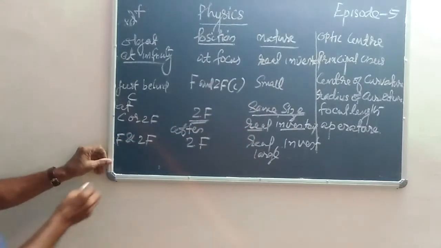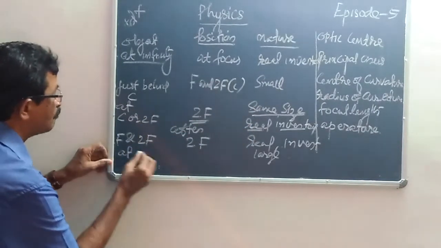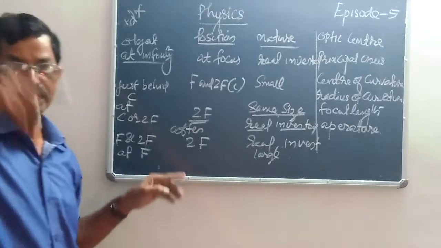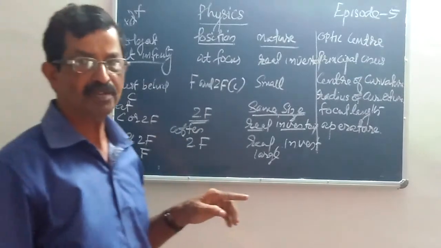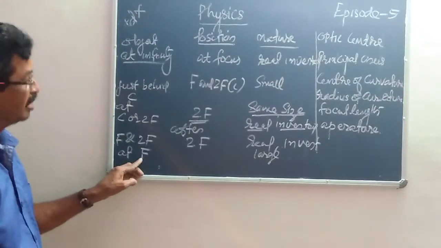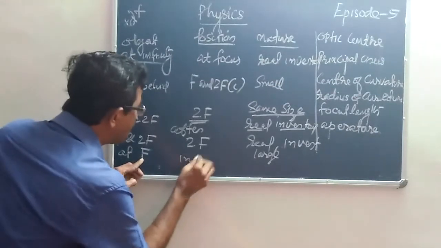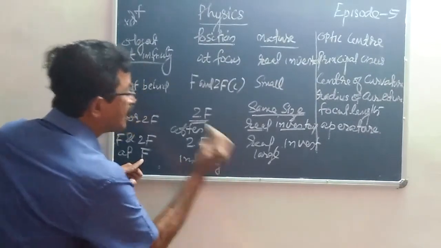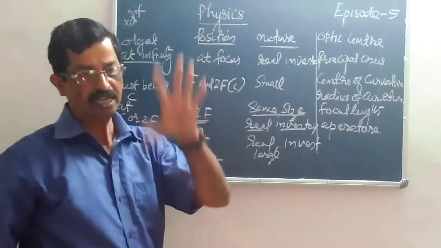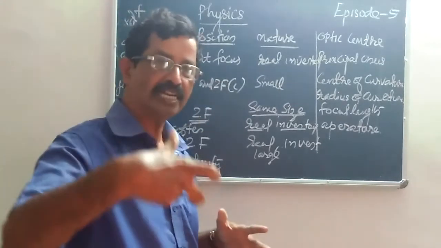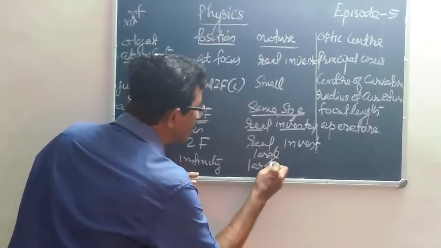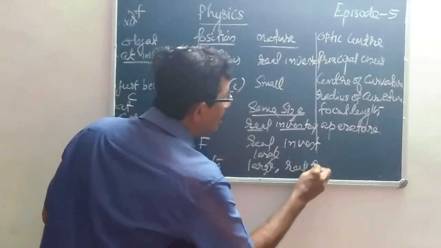Now we place the object at F. Just before, I showed that when the object is at a very large distance, the image is at the focus. So here, when we place the object at F, the image is obtained at infinity. Infinity means a very large distance. That image we cannot get on the screen, but it will be at a very large distance. That image is large in size, real and inverted.